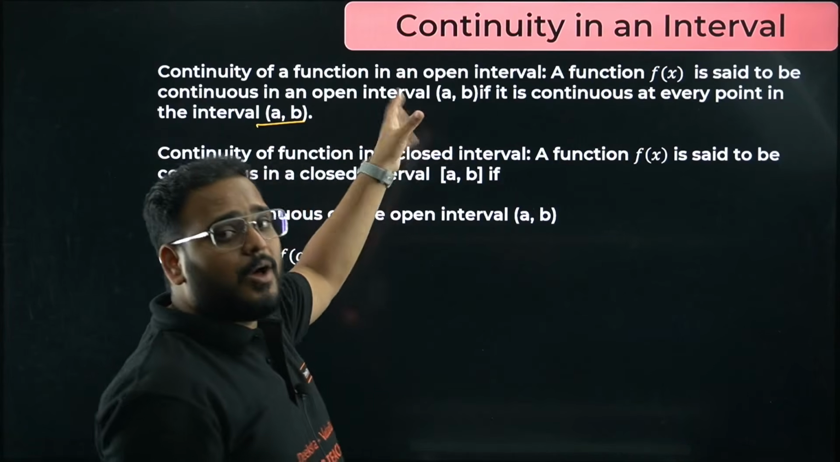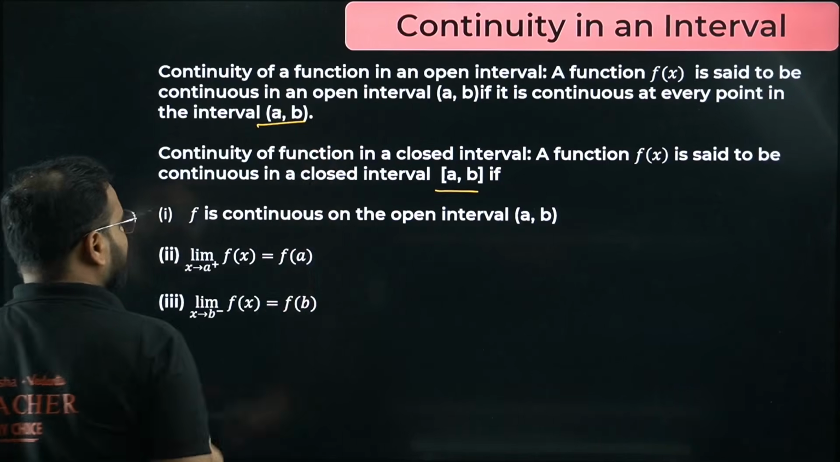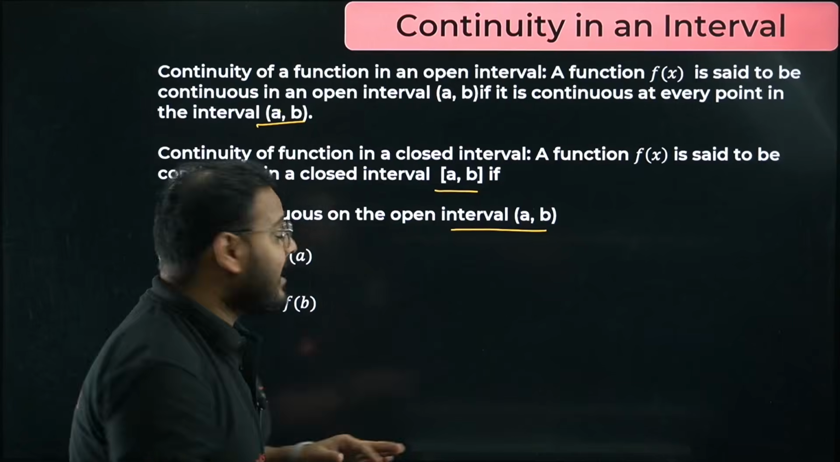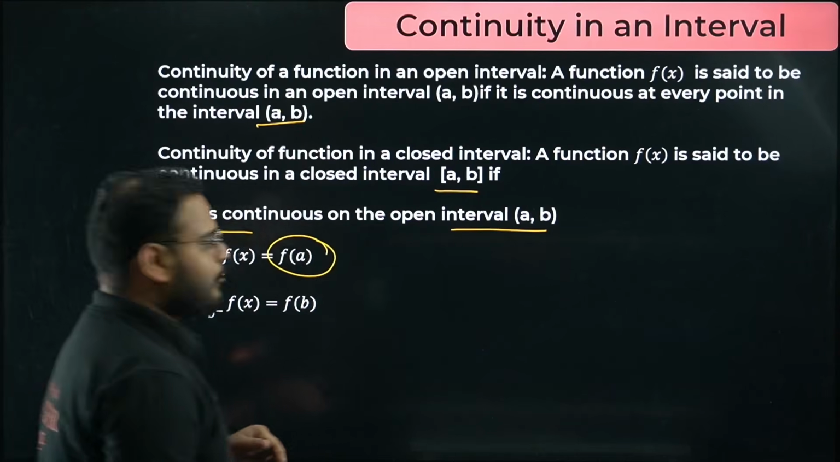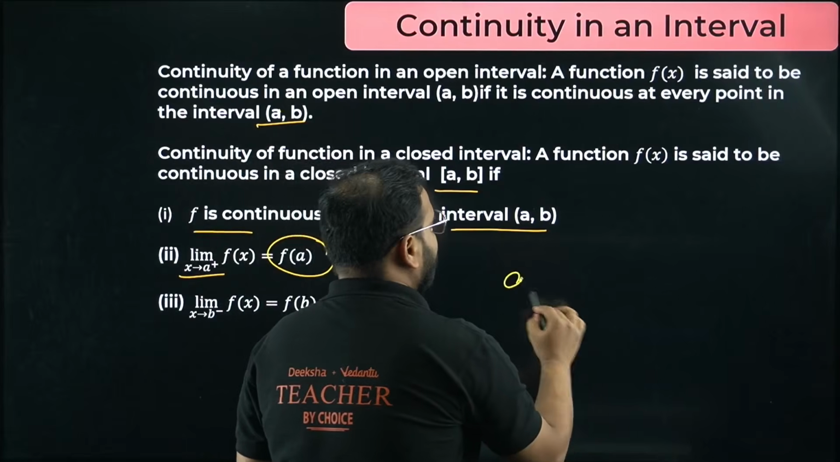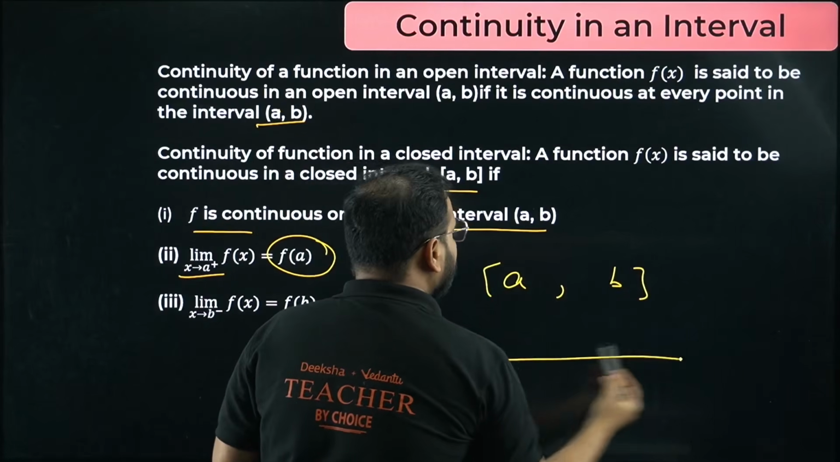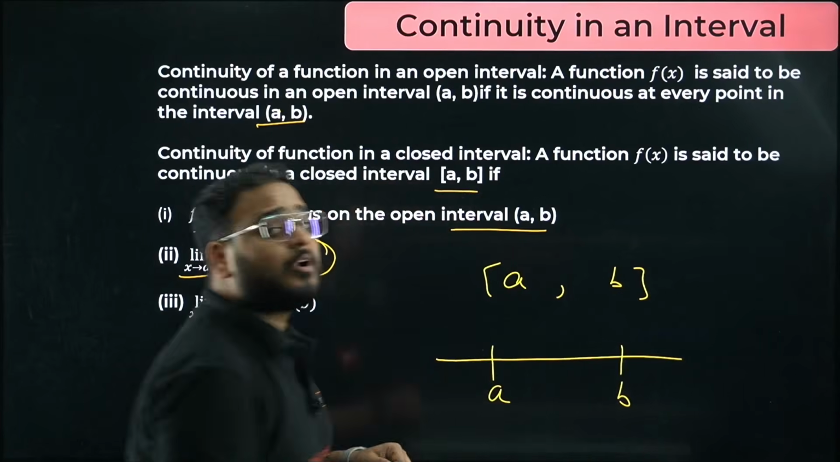This is simple. For a closed interval, this has to be there. This part has to be there. So f should be continuous in the open interval a comma b. That has to be there. And limit should be existing and should be equal to the f of a value. What is the meaning of that? Think about it. I have a comma b. How can I plot this? On a number line. Let's say this is a here, this is b here. So what they're trying to say?